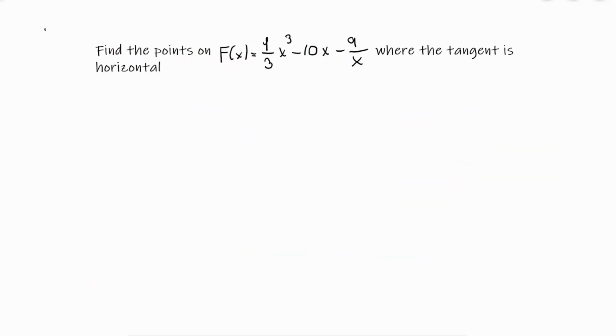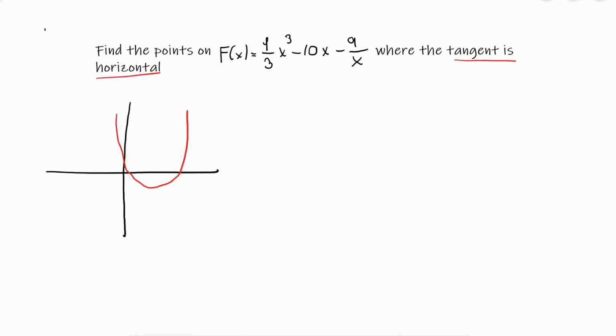So another type of question that you guys might see is finding the point on f(x) equals 1 over 3 x cubed minus 10x minus 9 over x, where the tangent is horizontal. So the only thing we're seeing here that's different from any other problems that we solved is tangent being horizontal. So what does that mean?